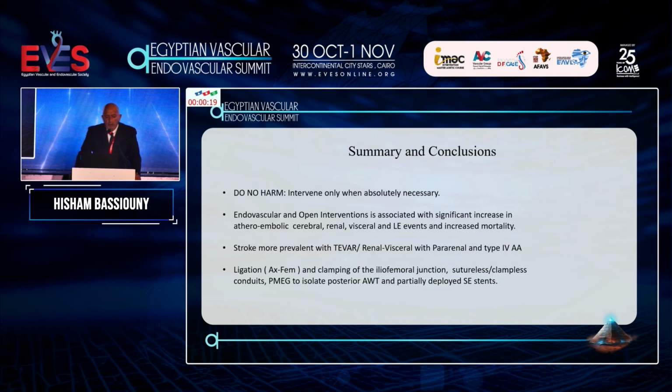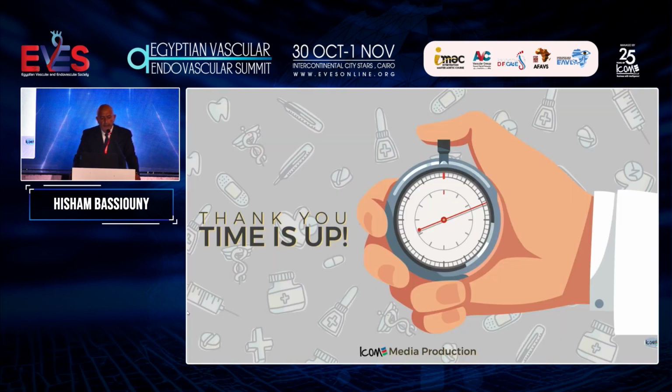So in summary and conclusion, do no harm, intervene only when absolutely necessary. Endovascular and open interventions are associated with significant increase in atheroembolic, cerebral, renal, visceral, and lower extremity events, and increased mortality. Stroke is more prevalent with TEVAR, and then ligation and using of the femoral arteries when you're doing an AX by FEM for a shaggy infrarenal aorta, and the adjunctive techniques that I just showed you might help you in reducing thromboembolic complications.